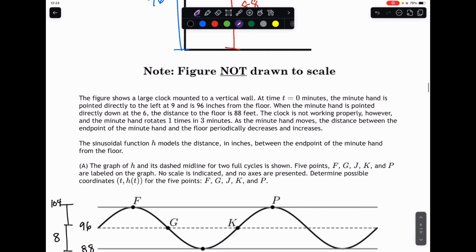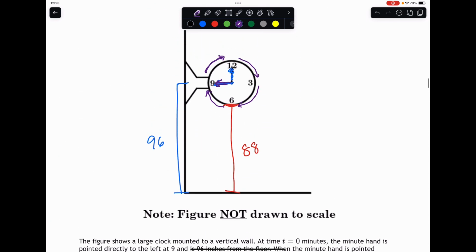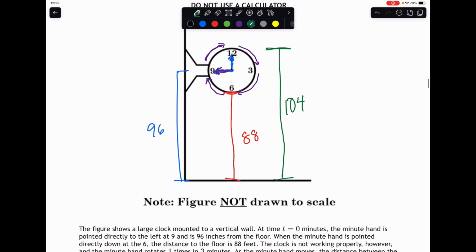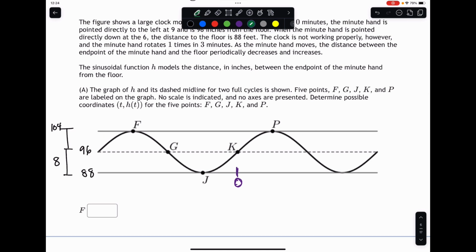So we're not going to start here at J and have G have an x value of 0. We're going to have K be our starting time and have an x value of 0, since the next position is where the minute hand is going to be pointing upwards and be farthest from the floor, and that distance again is a total of 104 inches, not feet, inches. So we would have to start at K and only K in order for this to work.